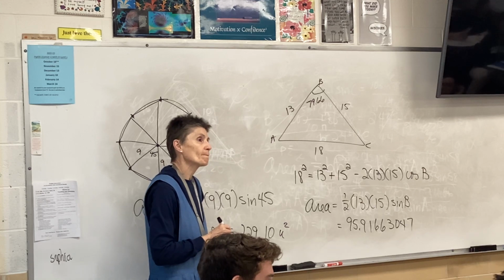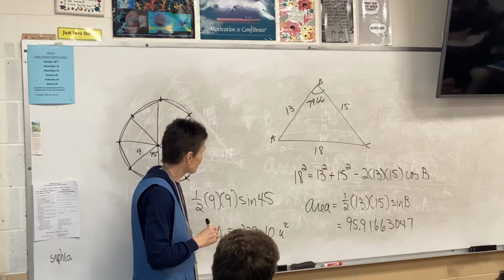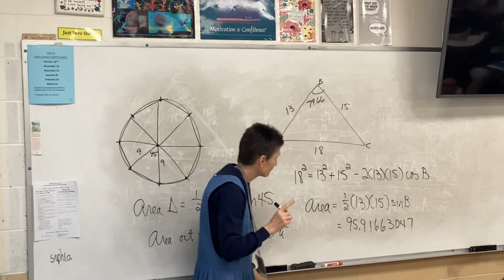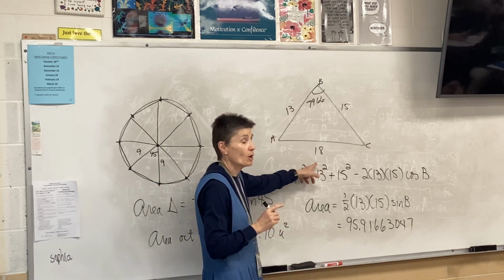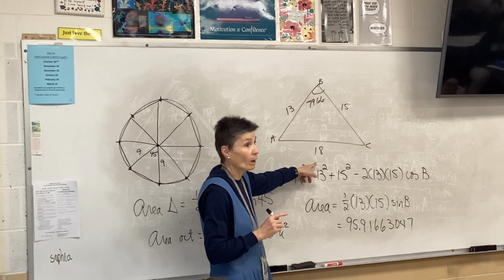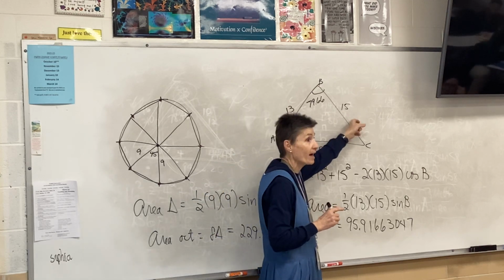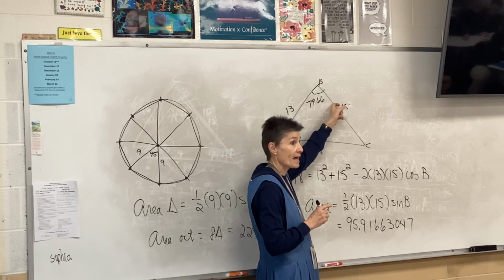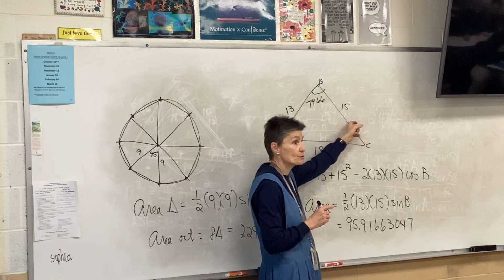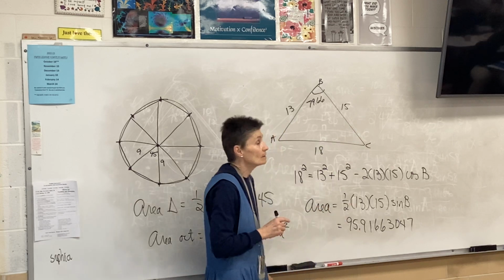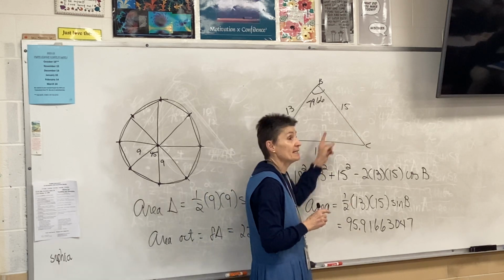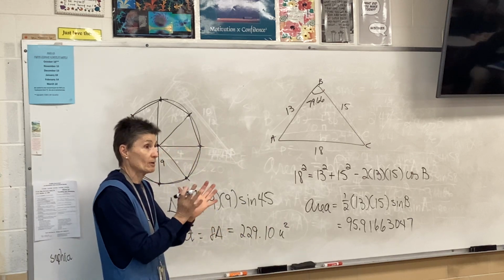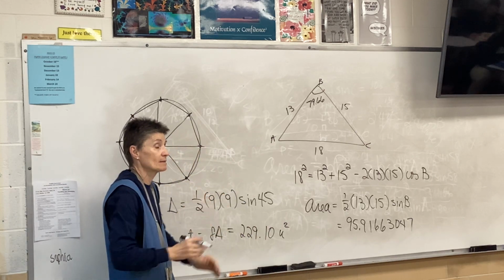Tess? Why do you not use 18 as a side? What did you say now? No, when you find the area, it's 1/2 side, side, sine of included angle. So the minute I chose that angle, then I have to use these two sides. So if you want to choose C, then you have to use these. Yep, C would be 15 and 18.